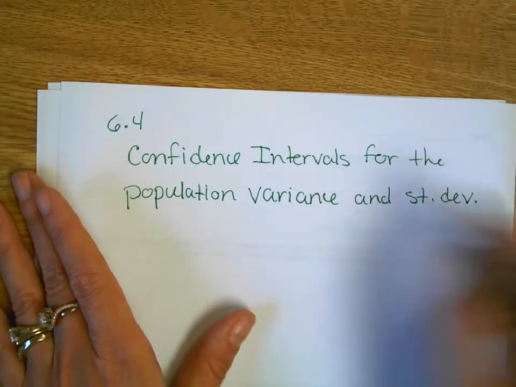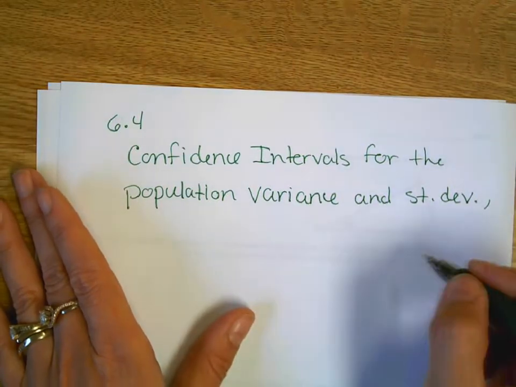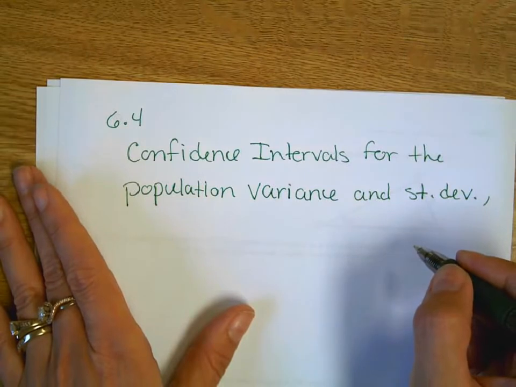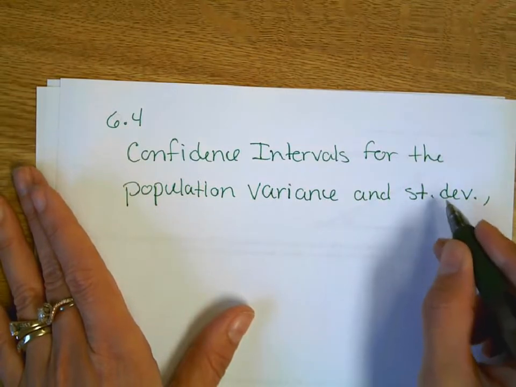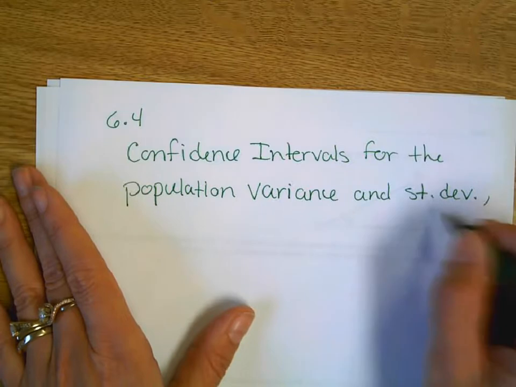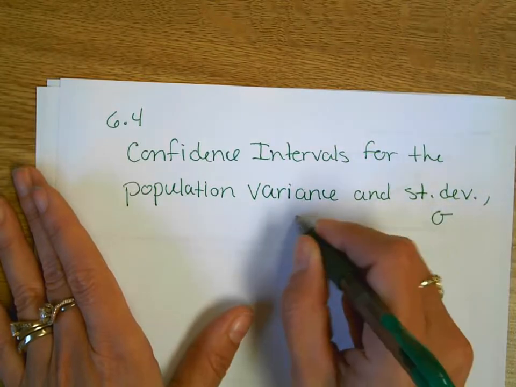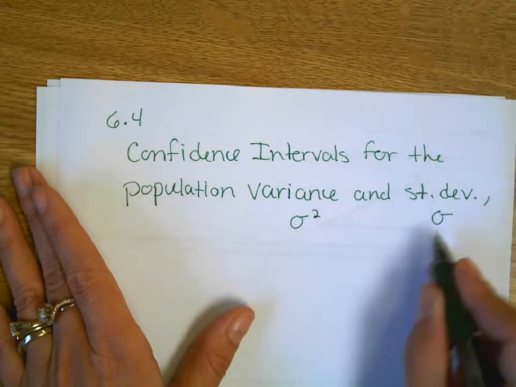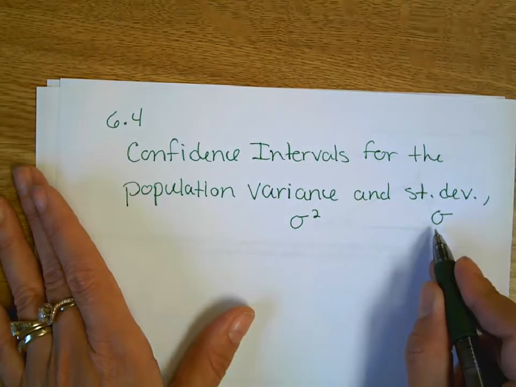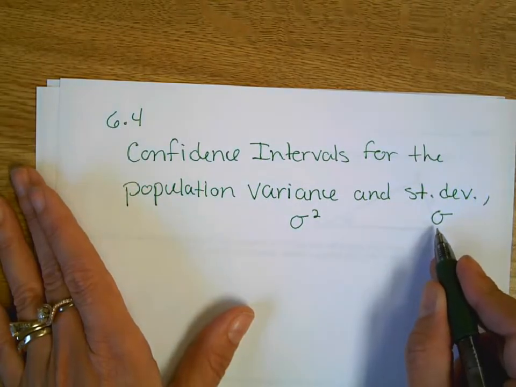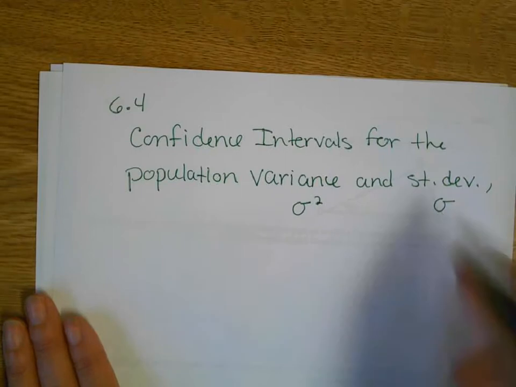The symbols for population variance, do you remember? What's the symbol for population standard deviation? That's what you should know. The sigma, like on the slide. Yep. It's sigma squared. So those are the two symbols that we are finding the confidence intervals for. Okay.